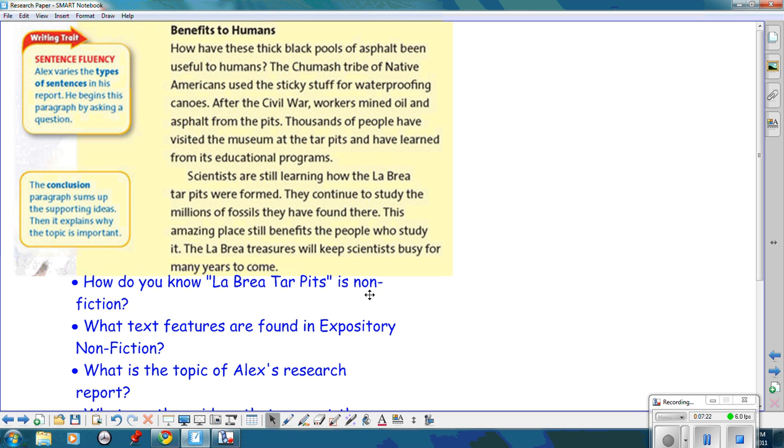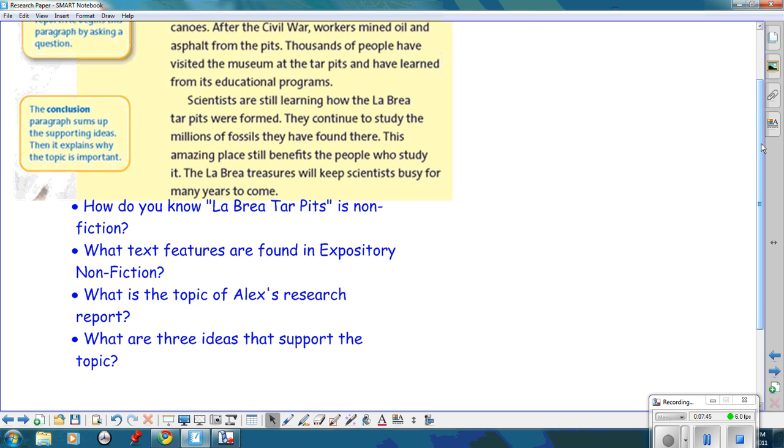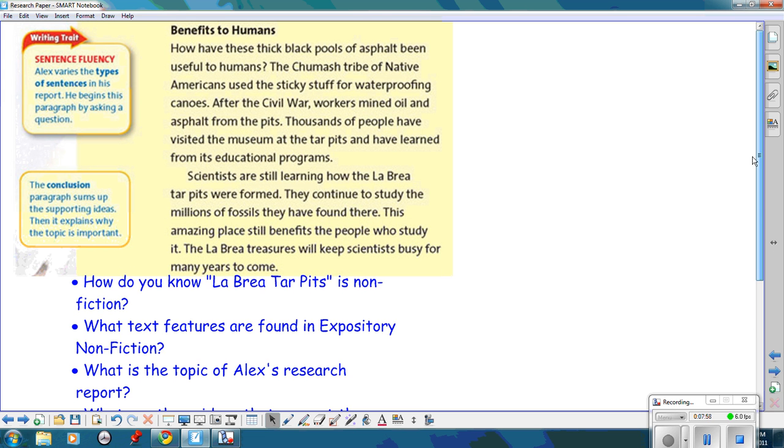So how do we know La Brea Tar Pits is nonfiction? Well, we see details in here, actual facts that we could back up by sources. The text features found in expository nonfiction are, in this case, subheadings. And then we would hope to find sources listed at the very end. And of course, the topic is about the La Brea Tar Pits. We know that because that's the title, and it's referred to throughout the research report. And then the 3 ideas that support the topic were those about the benefits to humans, how they were formed, and then how the fossils were formed inside the tar pits.